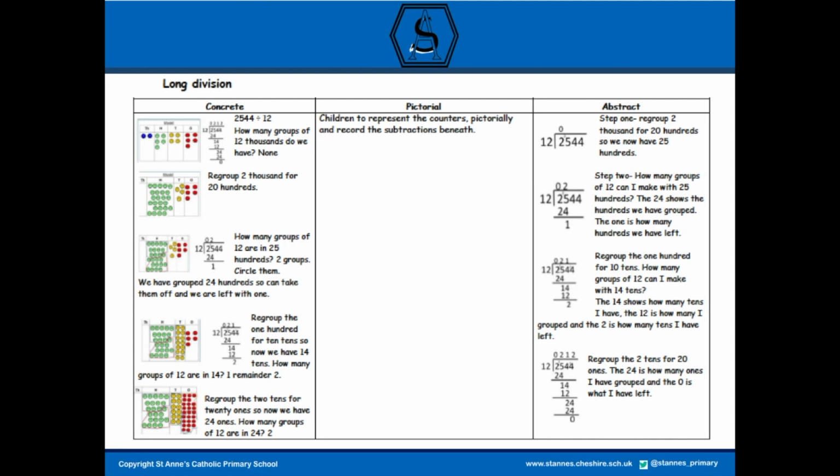Then we move on to regrouping the 100 for 10 tens, and how many groups of 12 can I make with 14 tens? And you can see how it's done step by step by step, all the way down to we have none left. And the answer is 212. Please take note how this is written, as this is how it's taught right through to SATs for year 6, basically, the long division method.